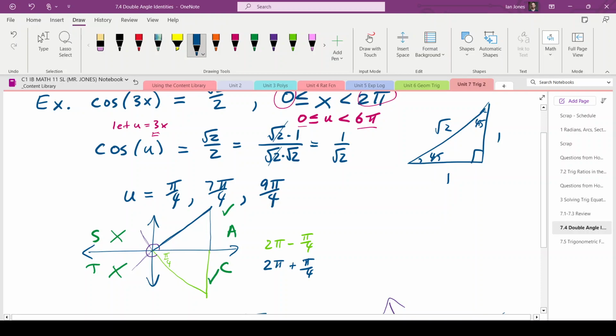I'm going to have another solution when I go 2 pi, 4 pi minus pi over 4. Right? That's less than 4 pi, which is certainly less than the 6 pi that is our limit. So this is 16 pi over 4 minus 1 pi over 4. That's 15 pi over 4.